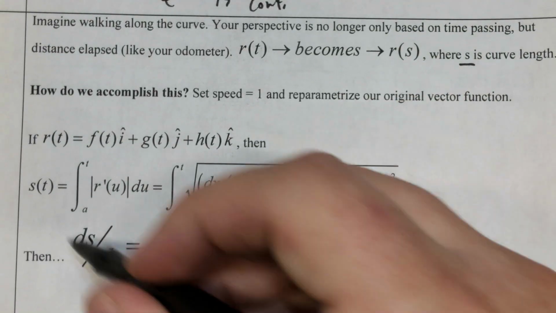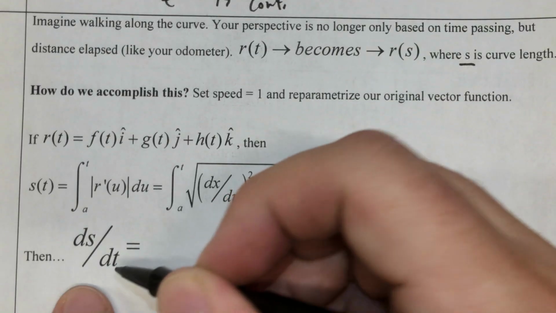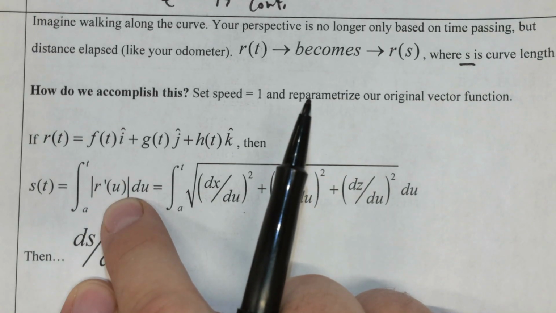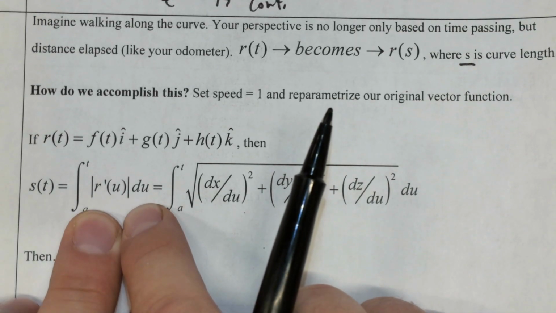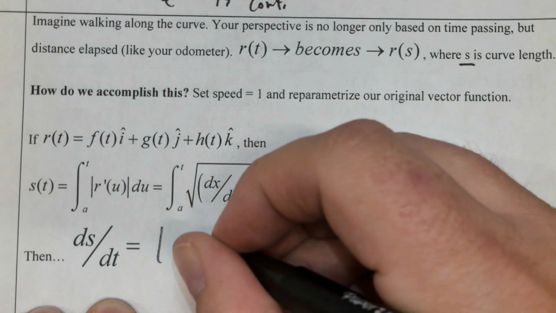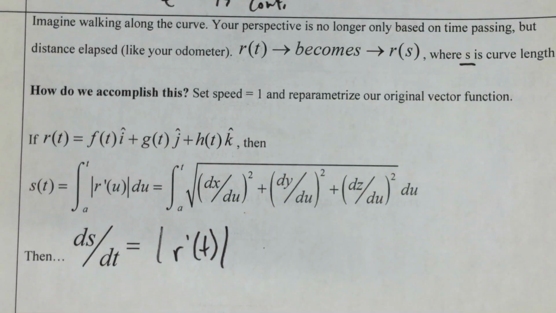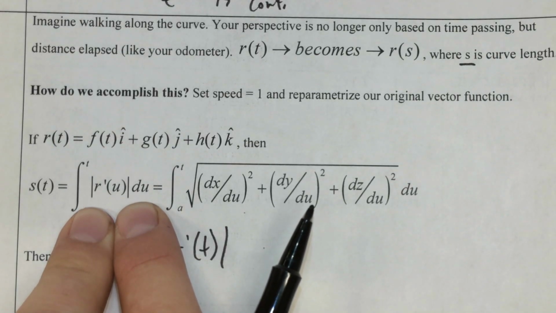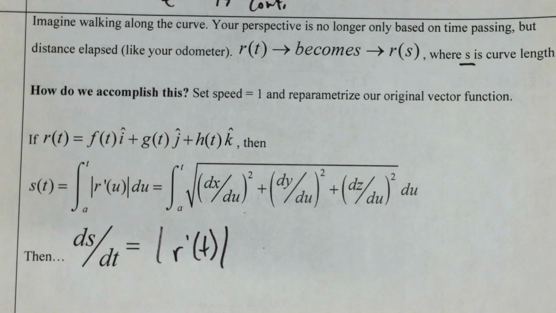So that would mean that ds dt, I'm taking a derivative of this with respect to t, would be the same as the derivative of this with respect to t, which would just become the magnitude of r prime of t. Right? Fundamental theorem of calculus. The derivative of the integral is the original function or inner function itself.